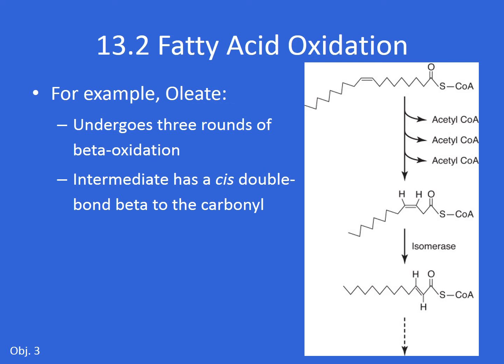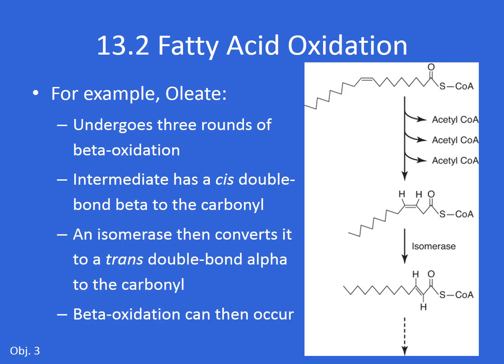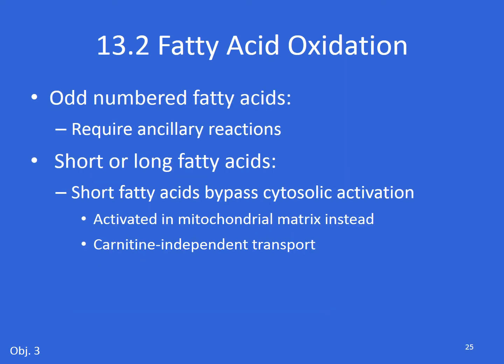So once again, do you need to memorize how this happens? No. You just need to be aware that if you've got an atypical fatty acid, it's going to require some extra enzymes, ancillary enzymes. So an isomerase will then clean it up, and once it gets cleaned up, beta-oxidation can occur. Same thing for odd-numbered fatty acids. These require additional ancillary reactions.